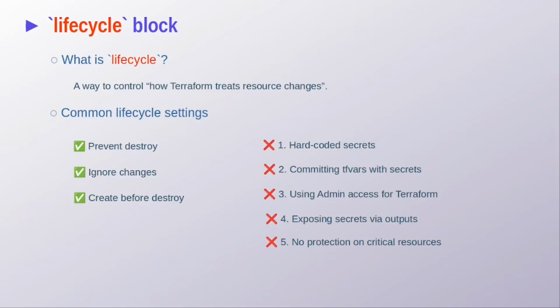Common anti-patterns. Let's quickly list the mistakes that cause most incidents. Hardcoded secrets. Committing TF files with secrets. Admin secrets for Terraform. Exposing secrets via outputs. No protection on critical resources.